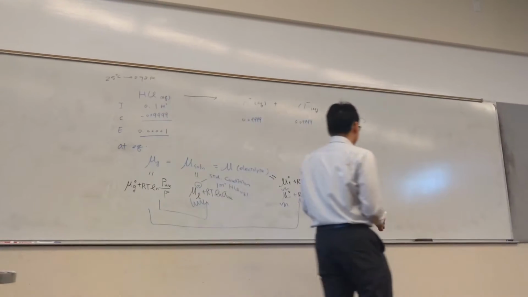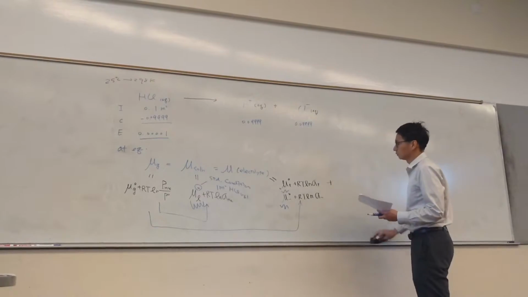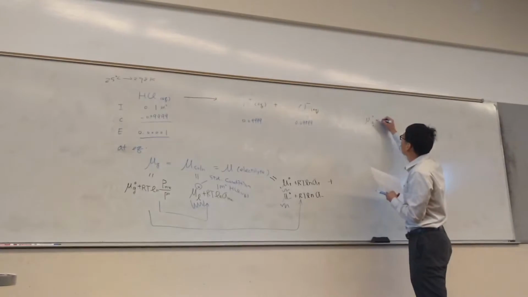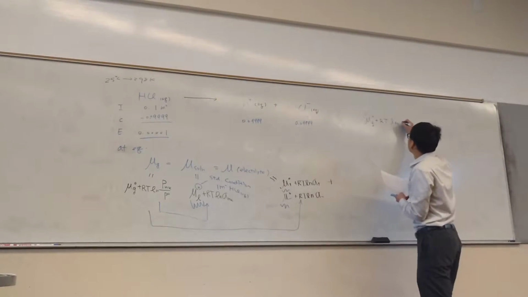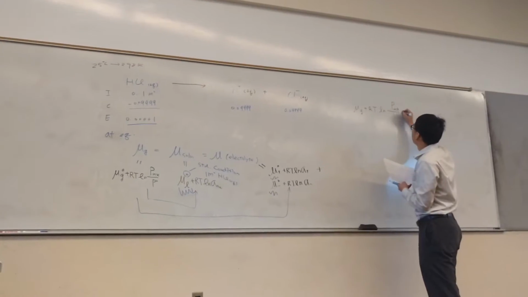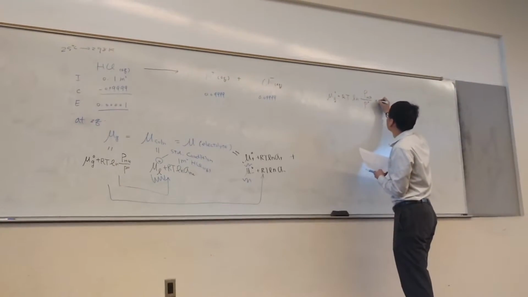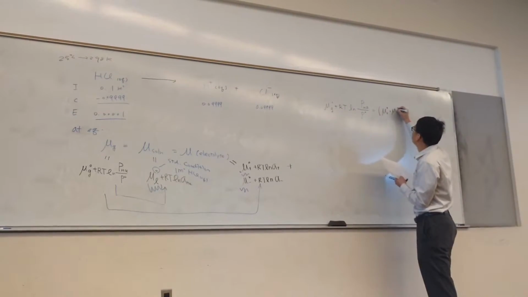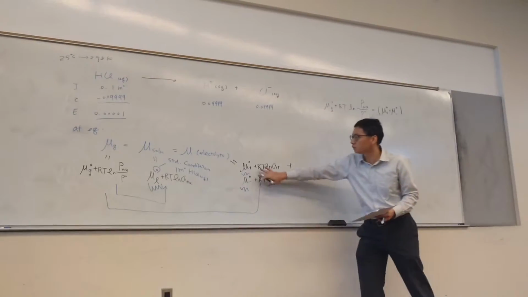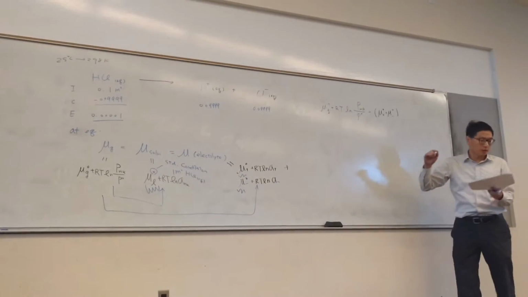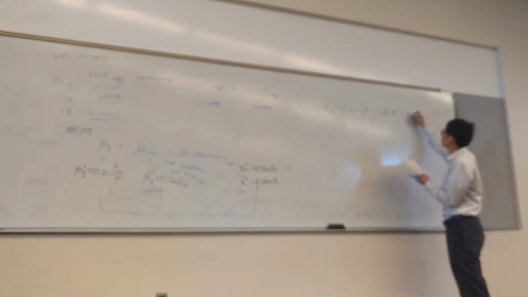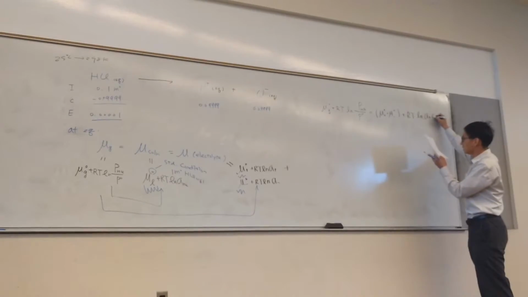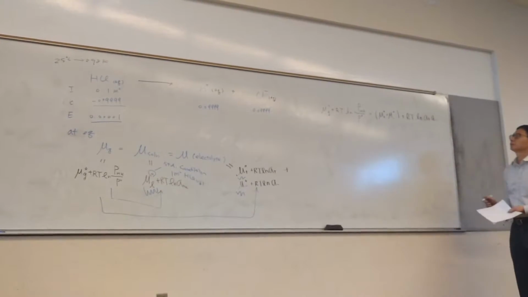So if you write it out, you can get your mu G naught plus RT natural log P HCl over P naught is going to equal to mu plus naught plus mu minus naught. Okay, so I combine the first two terms here plus RT natural log A plus and A minus.